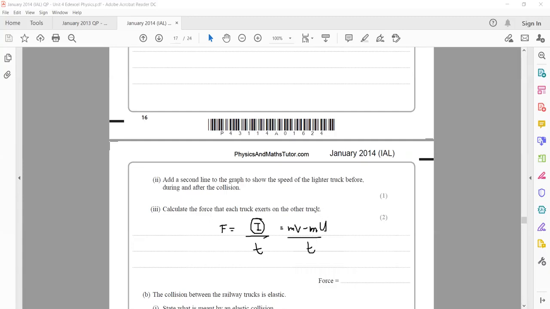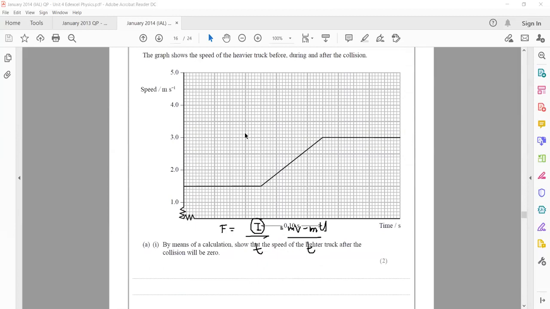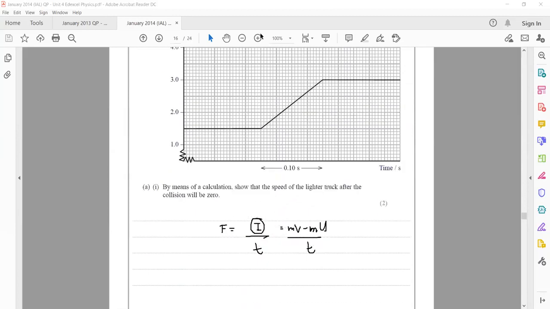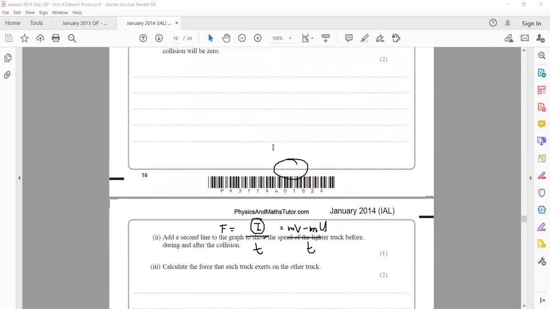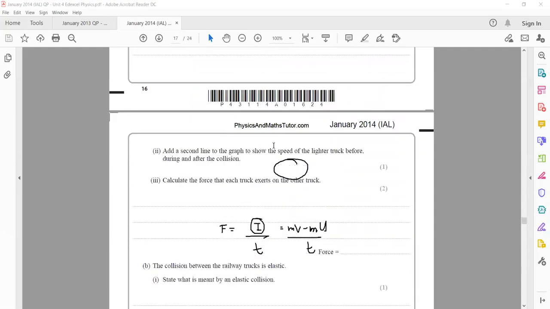So you can take any of the trucks. For the first truck, it is convenient to find the force. Why? Because the final velocity is 0, so I don't have to calculate the final momentum. So it's the initial momentum divided by the time interval. What time interval will I take? The time interval which is responsible for the change in the speed. This time interval is given in the question. It's 0.1 of a second. So mv minus mu divided by time, we will know the impulse. Is it clear?